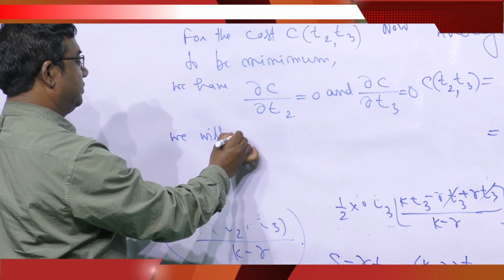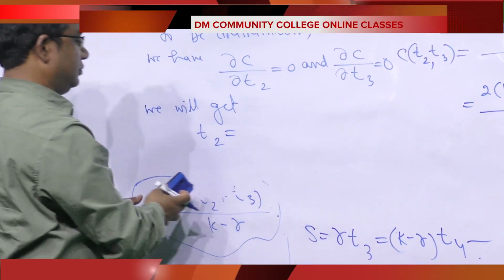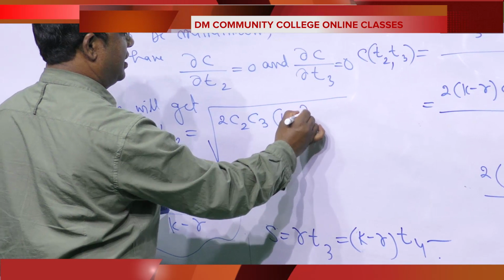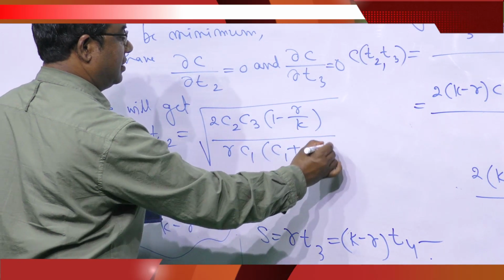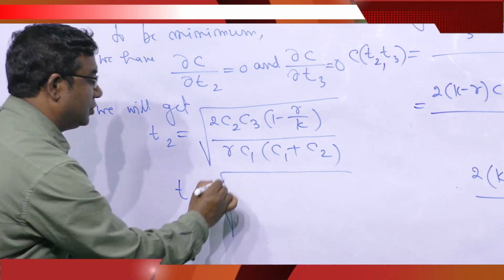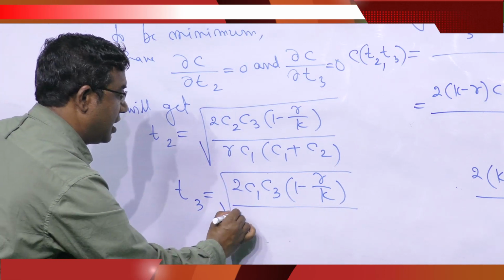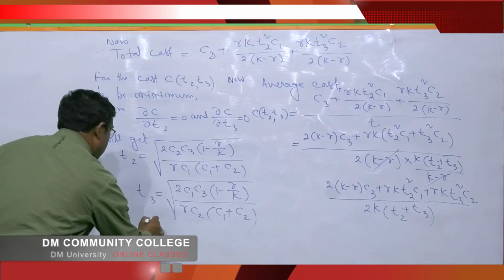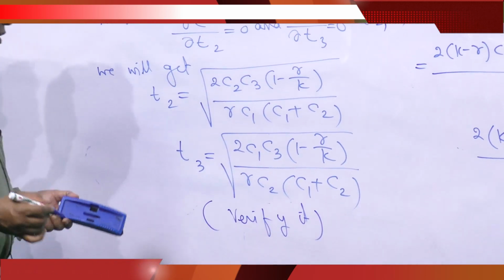So after solving these two equations, we will get T2 equal to root over twice C2 C3 (1 minus R by K) by R C1 (C1 plus C2), and T3 equal to root over twice C1 C3 (1 minus R by K) by R C2 (C1 plus C2). So you verify it.